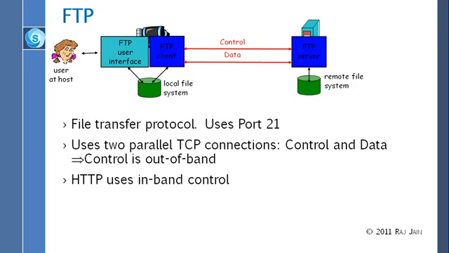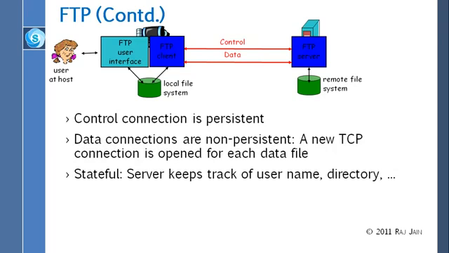And that means control is out of band. Control does not use the same connection as data, it is out of band. In band is the opposite of this. In band means data and control use the same connection. For example, HTTP was in band. All right. Control connection is persistent. Data connections are non-persistent.